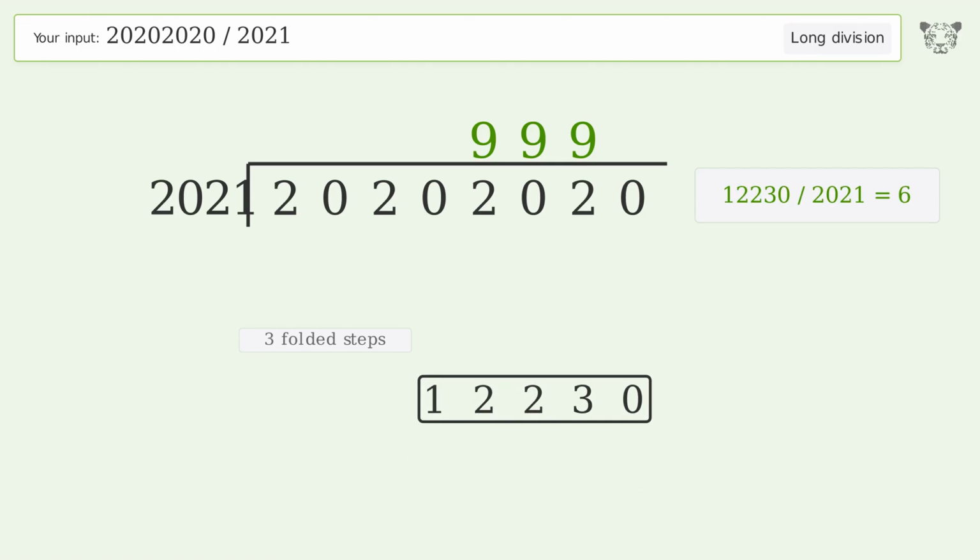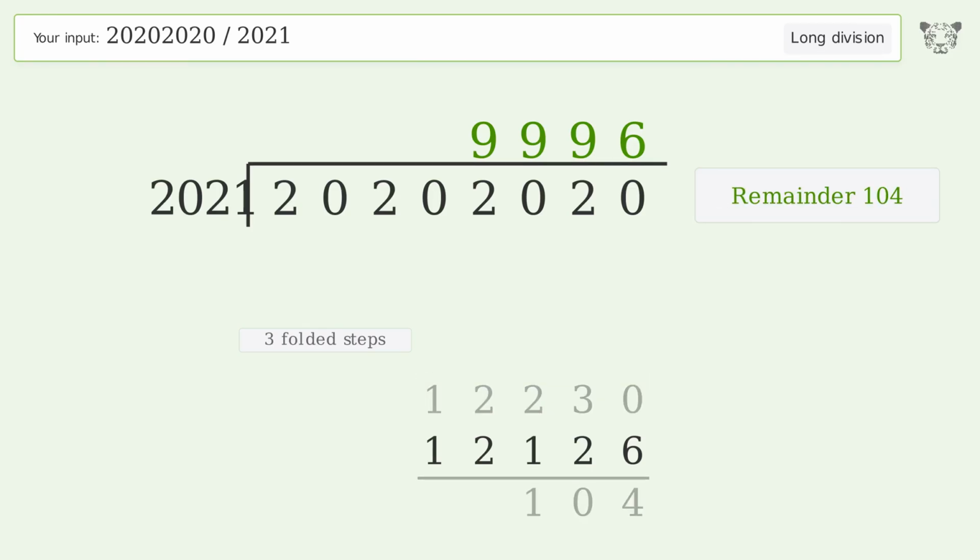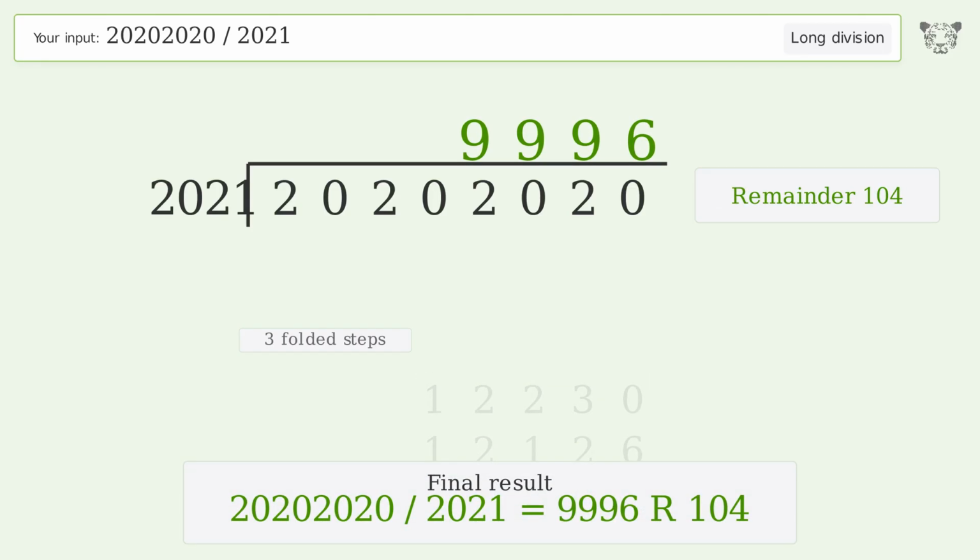12,230 divided by 2021 equals 6. 6 times 2021 equals 12,126. 12,230 minus 12,126 equals 104. The remainder is 104. The final result is 9,996, remainder 104.